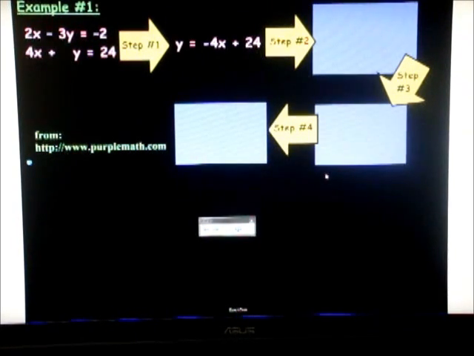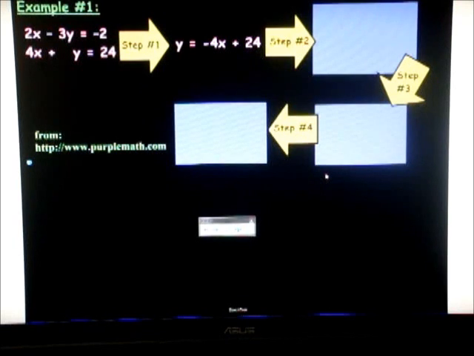Looking at the system, we have two equations. When I look at the second equation, what stands out to me is that y has no coefficient. Just as a reminder, a coefficient is the number in front of a variable. Because of that, that second equation is easy to get a variable isolated. So I subtracted 4x from both sides, and I came up with y equals negative 4x plus 24.